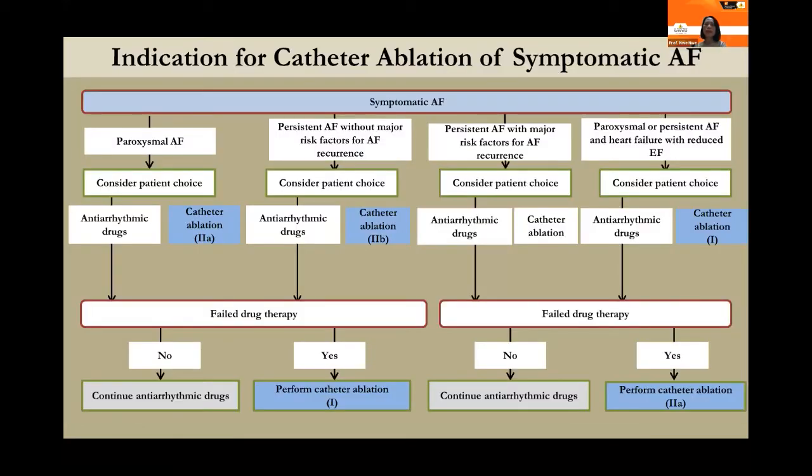If we look at catheter ablation, a class 1 indication is a patient with paroxysmal or persistent atrial fibrillation with recurrent heart failure due to the atrial fibrillation. We should consider either antiarrhythmic drugs or catheter ablation, with a class 1 recommendation. If you use the antiarrhythmic drug and the patient fails, you should consider performing catheter ablation, which is a class 2A indication. Another class 1 indication is a patient with persistent atrial fibrillation without major factors for atrial fibrillation recurrence and failed medical therapy. You should consider catheter ablation as a first-line therapy.